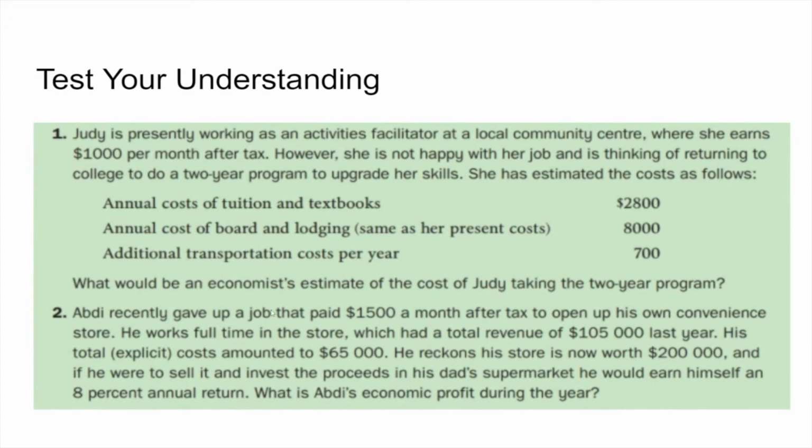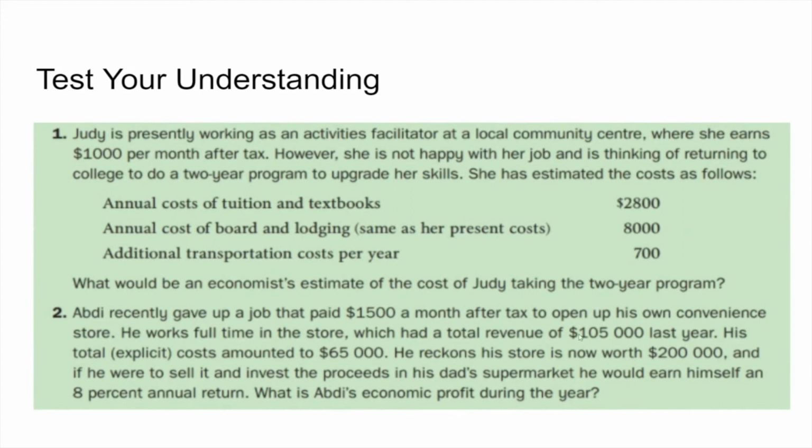So we'd have to do some math on that. He gave up a job of $1,500 a month. So right off the bat, he needs to make more than $1,500 a month, and that equates to $18,000 a year. So he'd have to make $18,000 a year more in his business to compensate for the loss of the job.